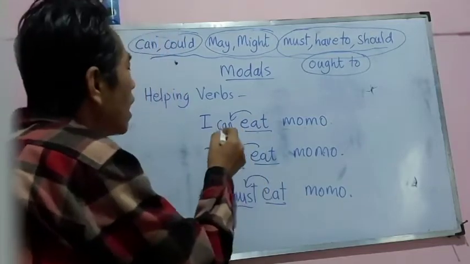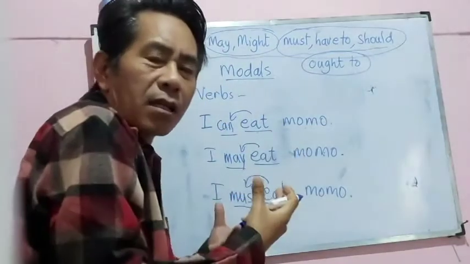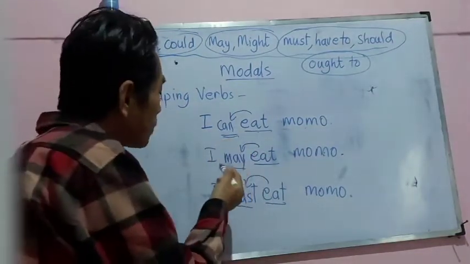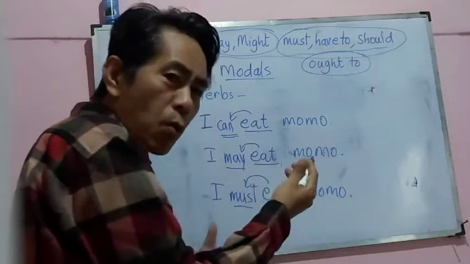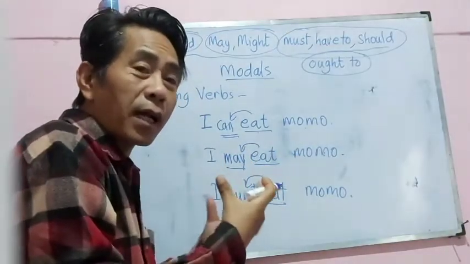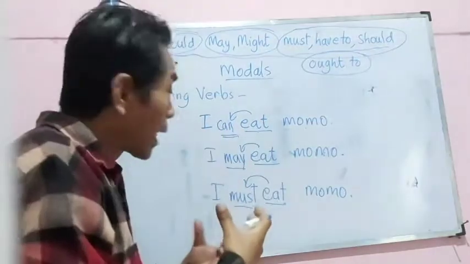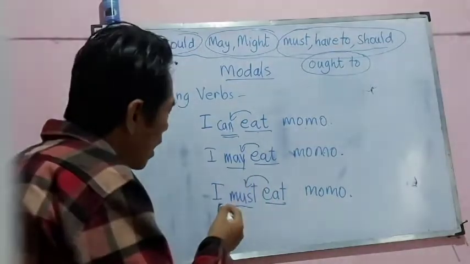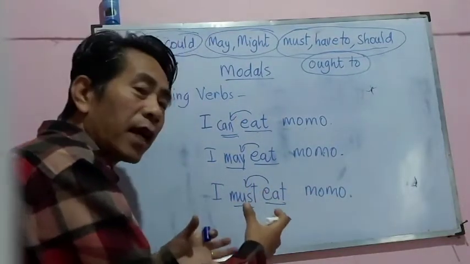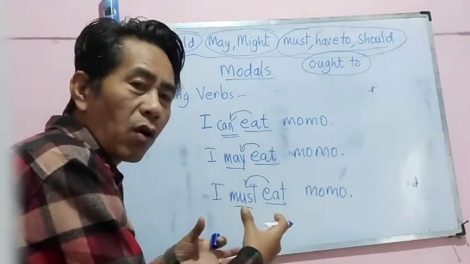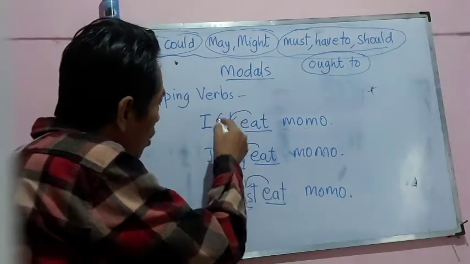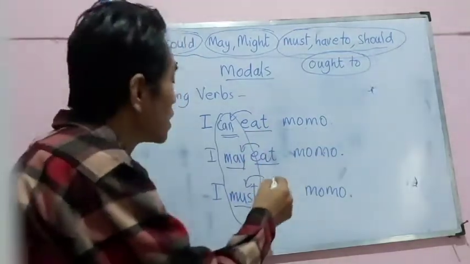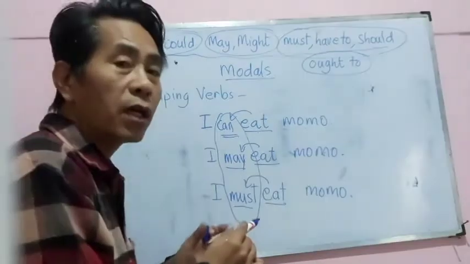Here, I can eat. We are talking about ability. Here, I may eat momo. You see some kind of possibility. I must eat. You see some kind of obligation. Because of these modals, the function of these verbs changes. That is the main work of the modals.